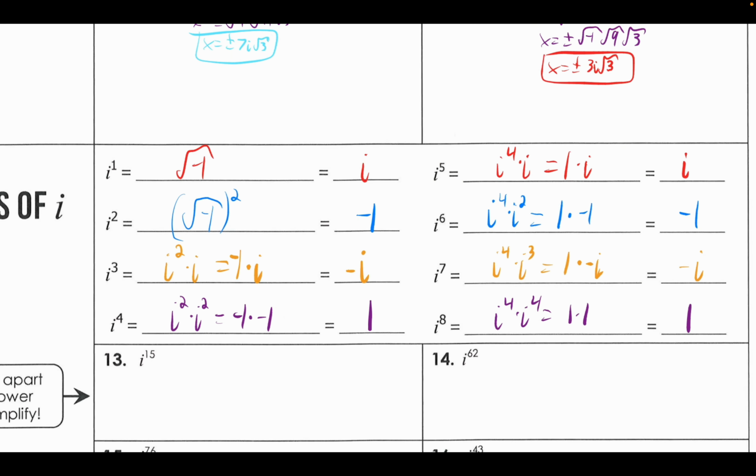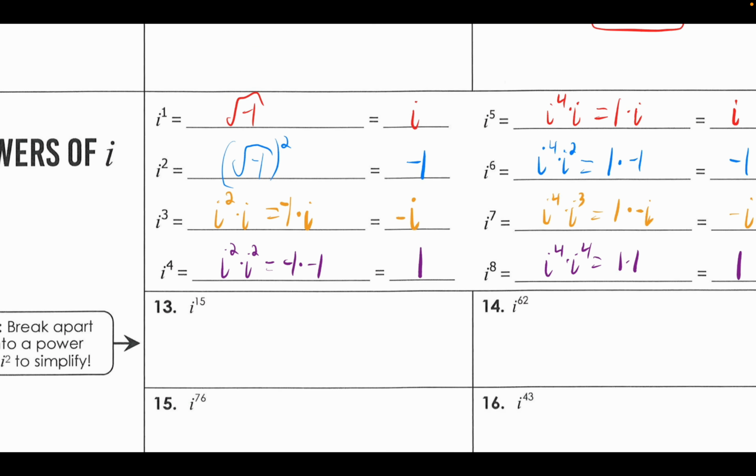This becomes helpful here as we try to look at a problem like number 13, i to the power of 15. And we say, okay, well, what would that be? Well, sure, we could just keep writing it out and go i to the 9th is i, i to the 10th is negative 1, and get to 15 eventually. But what about when we get to numbers like 76? Do we really want to be writing these out every single time we do them? Gosh, I don't, and I hope you don't either.